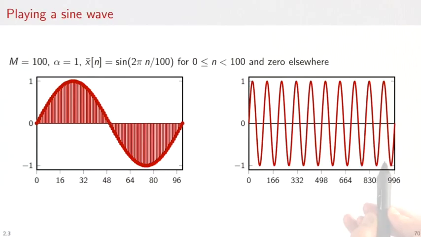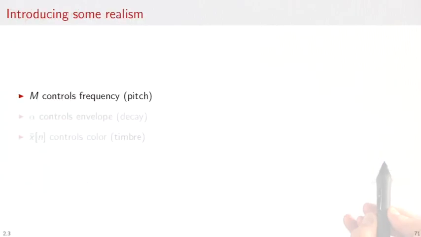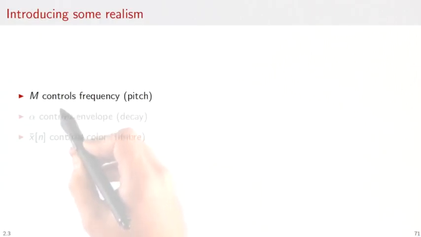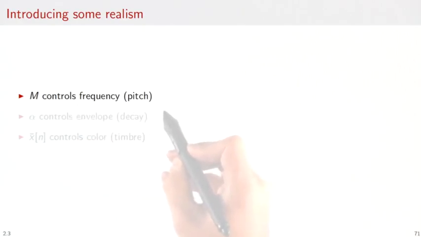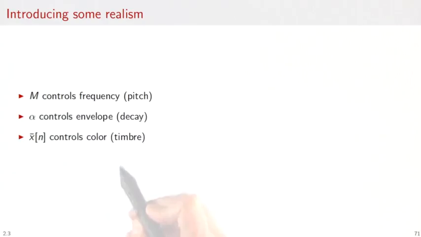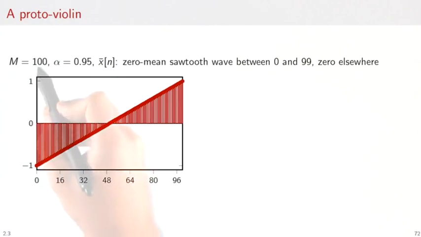So we have seen that M controls the frequency, or what's called in music the pitch. To imitate the violin, we need to go beyond a single sine wave. A crude approximation is a triangular wave. We can change the pitch by changing M. We can simulate the decay by choosing alpha smaller than 1. Let's look at an example.